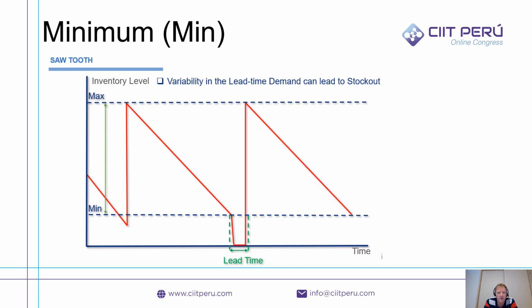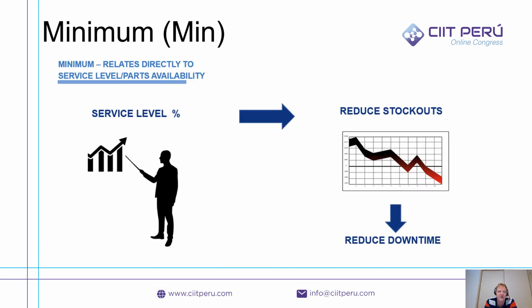Again, it may not be that your lead time is long. It may be that your demand during that lead time has increased, which again leads to a stock out situation. So your minimum directly relates to service level and parts availability. If we can improve that service level, we can reduce stock outs and we can reduce downtime.